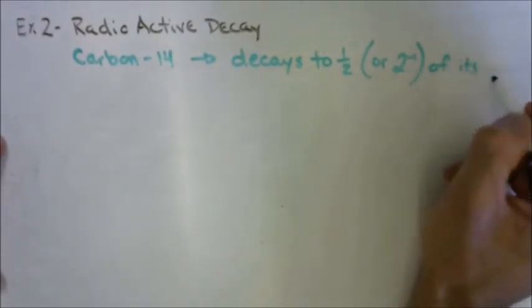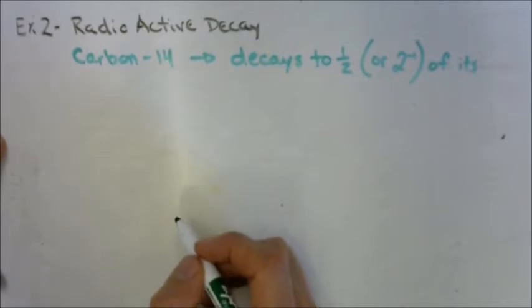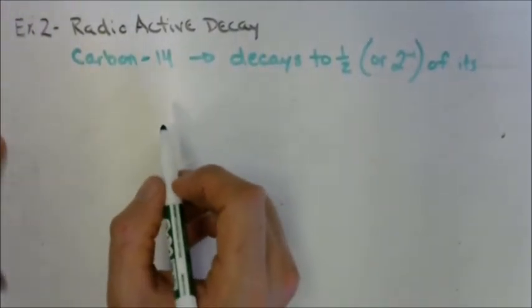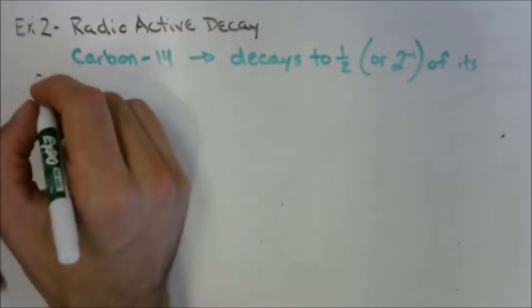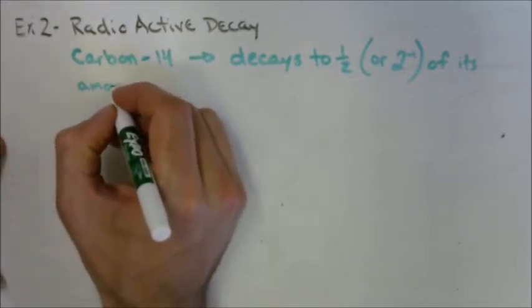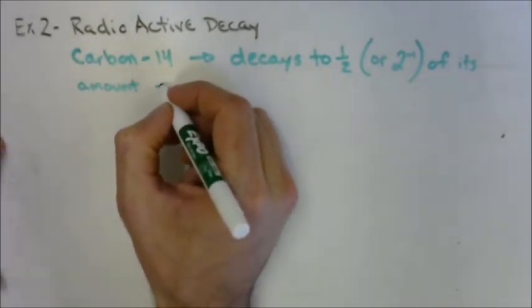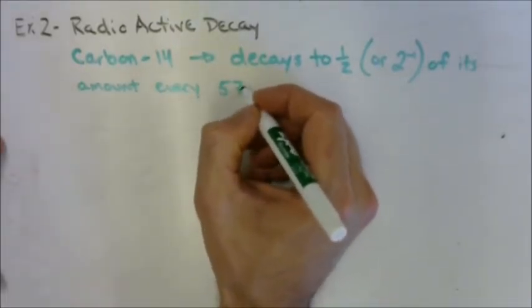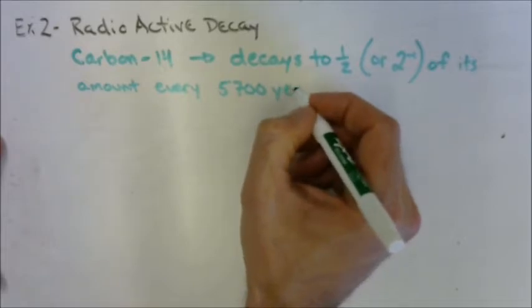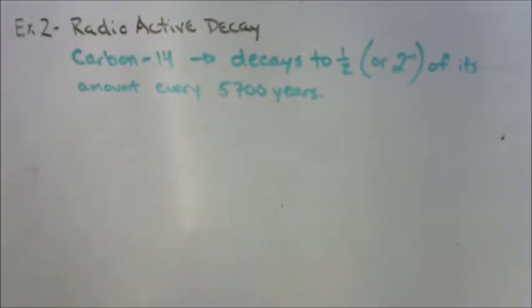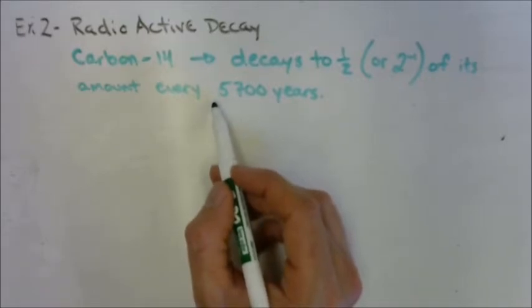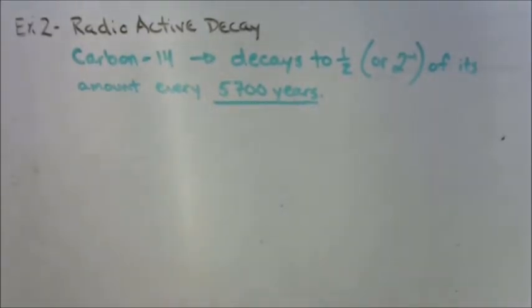Carbon-14 decays to 1/2 of its amount every 5,700 years. This is called the half-life of carbon 14. The half-life of carbon 14 is 5,700 years because the amount gets cut in half every 5,700 years.